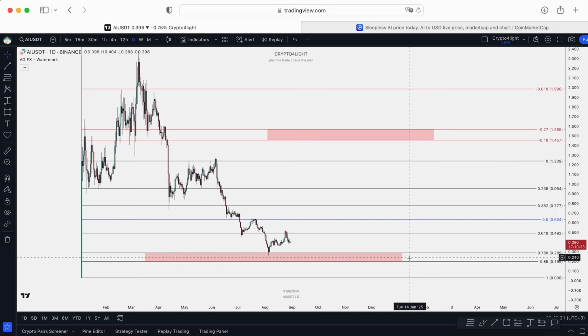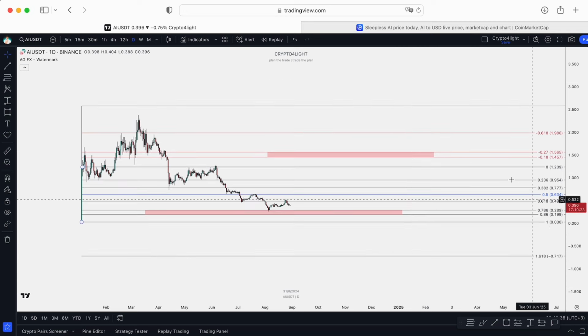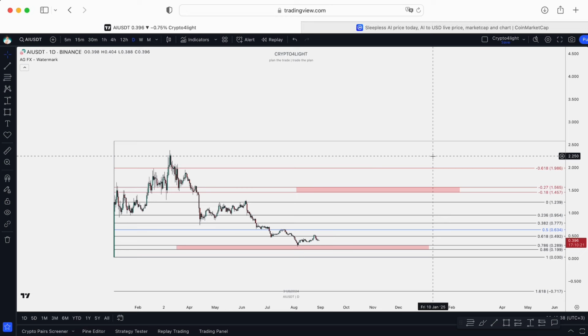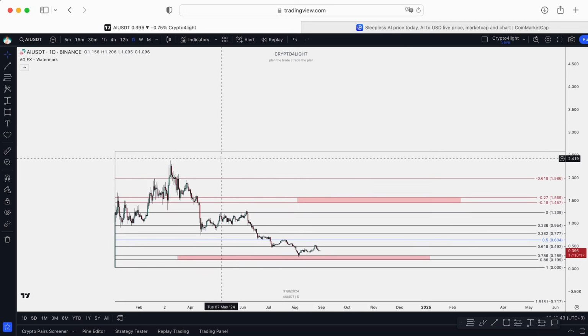So this is the zone of interest. This one is the zone of distribution. This one, can we drop lower? Of course we can. Based on that model, we'll be okay to accumulate at 12 cents. This one is the invalidation of the idea, if we dump lower than the listing price, 3 cents. Is it possible? Yes, of course it's possible. What we can do, you just have to build your plan and work with proper risk management.